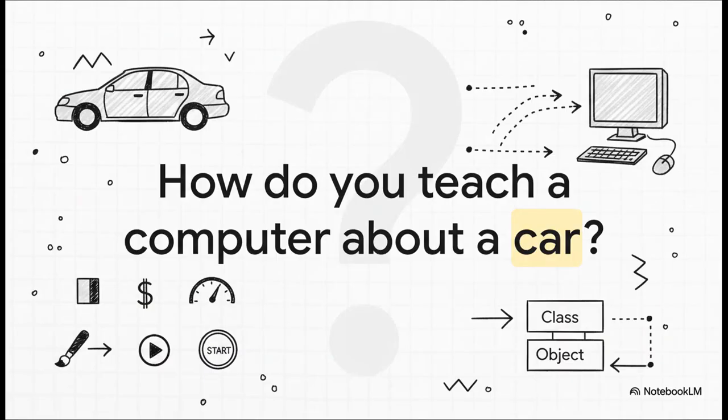So let's start with a question. How would you teach a computer what a car is? I mean, a computer has no idea. It just sees ones and zeros. We need to tell it everything. We have to give it a list of its properties, its color, its price, and also what it can do, like start, drive, and stop. This is where object-oriented programming comes in. It gives us a really organized, powerful way to do exactly that.